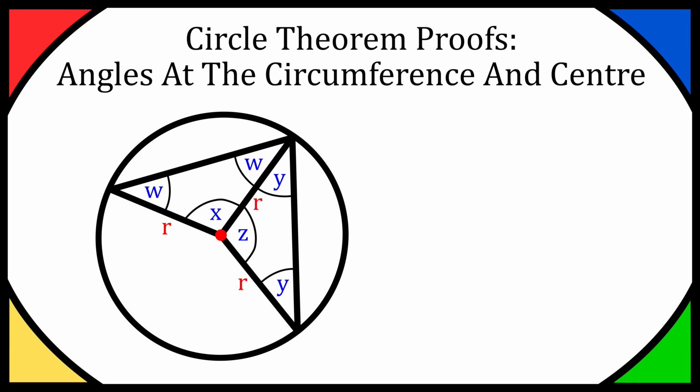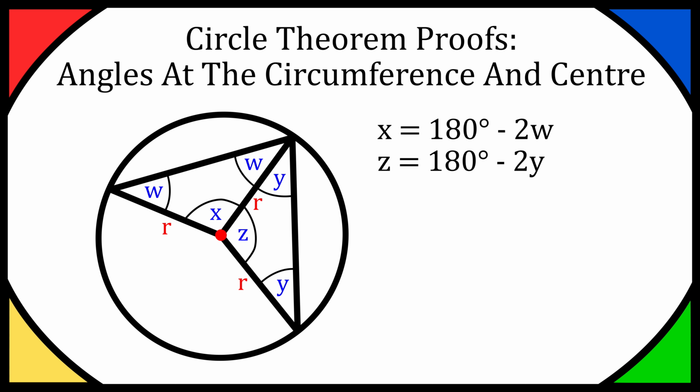So carrying on with the proof, we're going to put x is equal to 180 degrees minus 2w, and then z equal to 180 degrees minus 2y, and that's because all the angles in a triangle add up to 180 degrees. So for example, x plus 2w is going to be equal to 180 degrees. We've rearranged that to get x is equal to 180 degrees minus 2w, and we've done the same for z is equal to 180 degrees minus 2y.